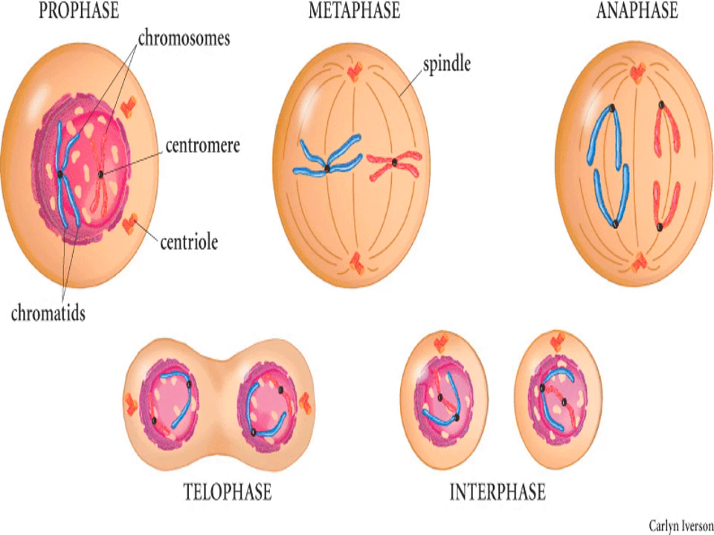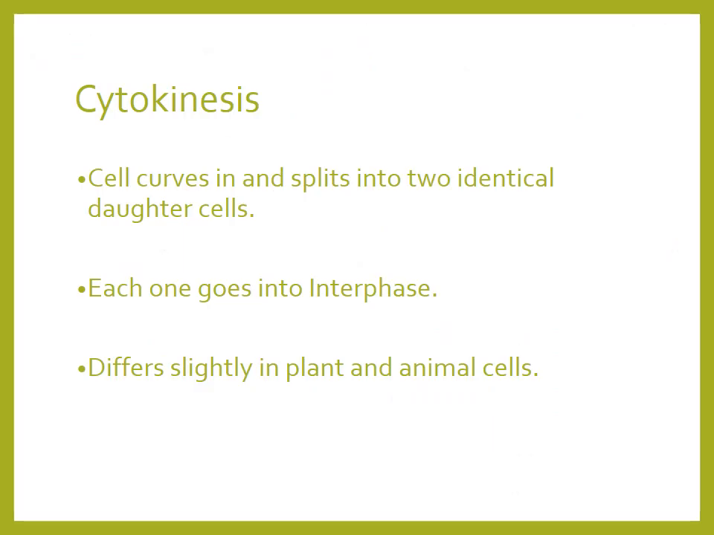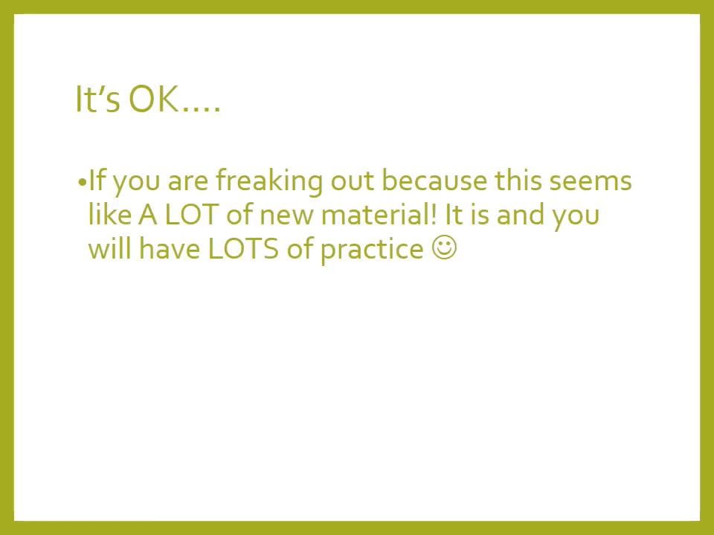So there's one more thing we need to talk about, and that is cytokinesis. So the cell curves in and splits into 2 identical cells, they're called daughter cells. Each one of those goes into interphase. So you now have 2 cells going into interphase that are going to grow, and then they will each start the process of mitosis over, and that's how they will grow and divide. And this differs slightly in plant and animal cells.